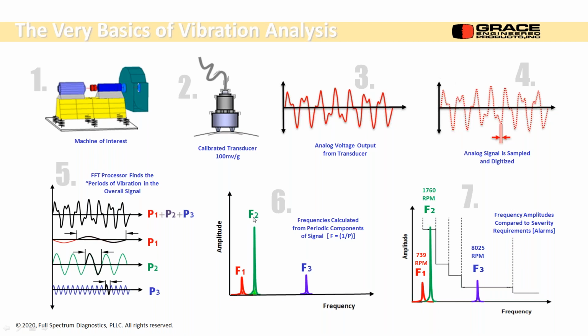F2 looks like it's the biggest peak, but we don't know exactly what F2 is. We go in here and we look at our machine, we get a strobe light out, we get a laser, we do something, we find out what the speed of the machine is. And we find out the speed is 1760. So F2 is my running speed, my turning speed of the shaft. F1 is something below running speed, and F3 is some frequency we haven't determined yet.